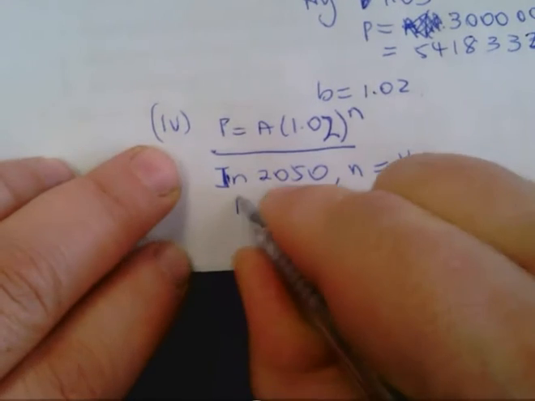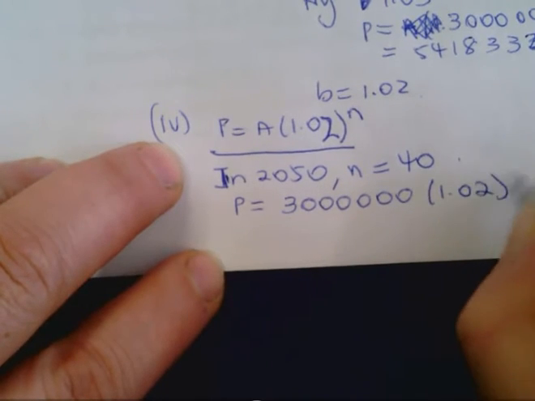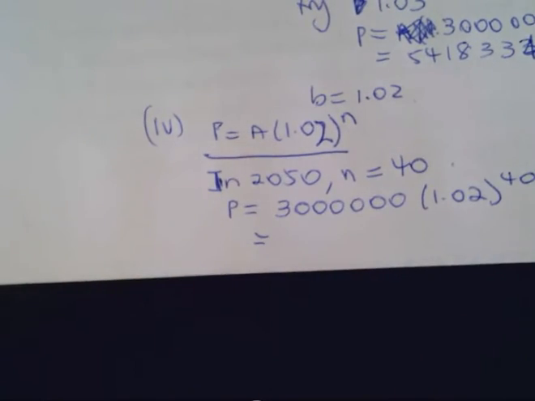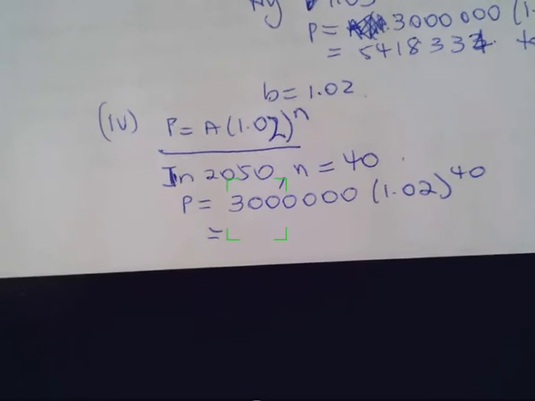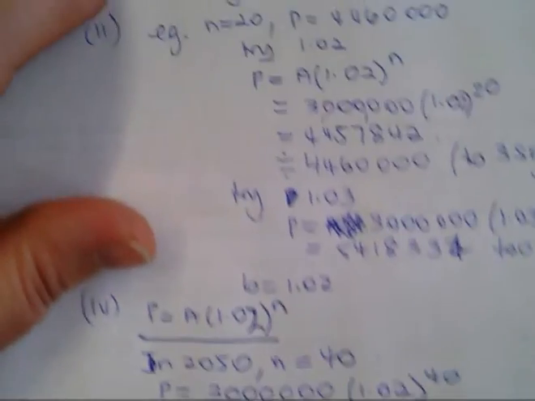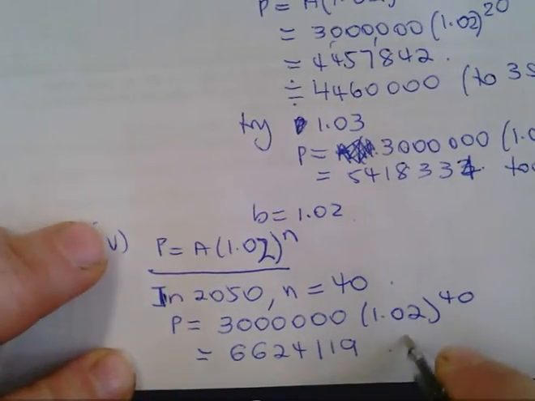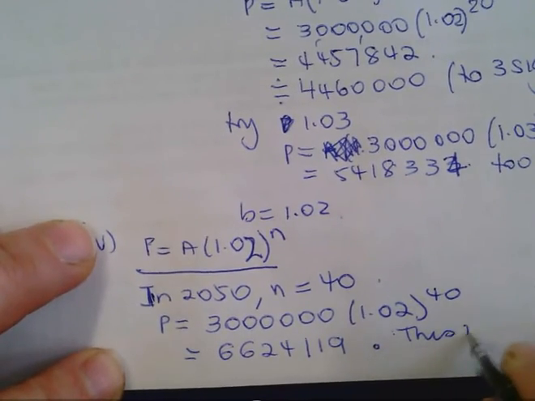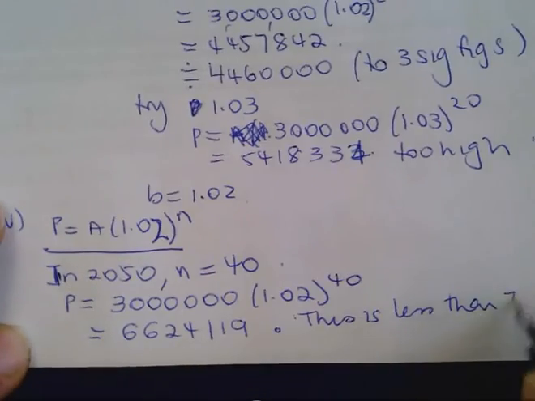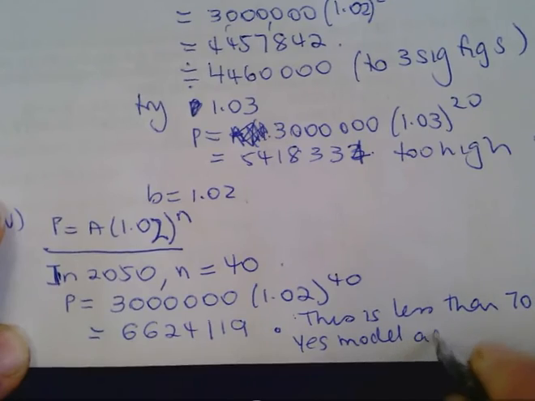Okay, so we use our formula. P equals 3 million, the value of A, times 1.02 to the power of 40. And they're aiming to have a population under 7 million. So when we do this substitution, we need to see if our answer is going to be below 7 million. Has anyone worked that out yet? We're aiming to have a population under 7 million in 2050. Does the model indicate that the city will achieve this aim? What do you think? This is less than 7 million. So yes, the answer is yes. The model achieves its aim.